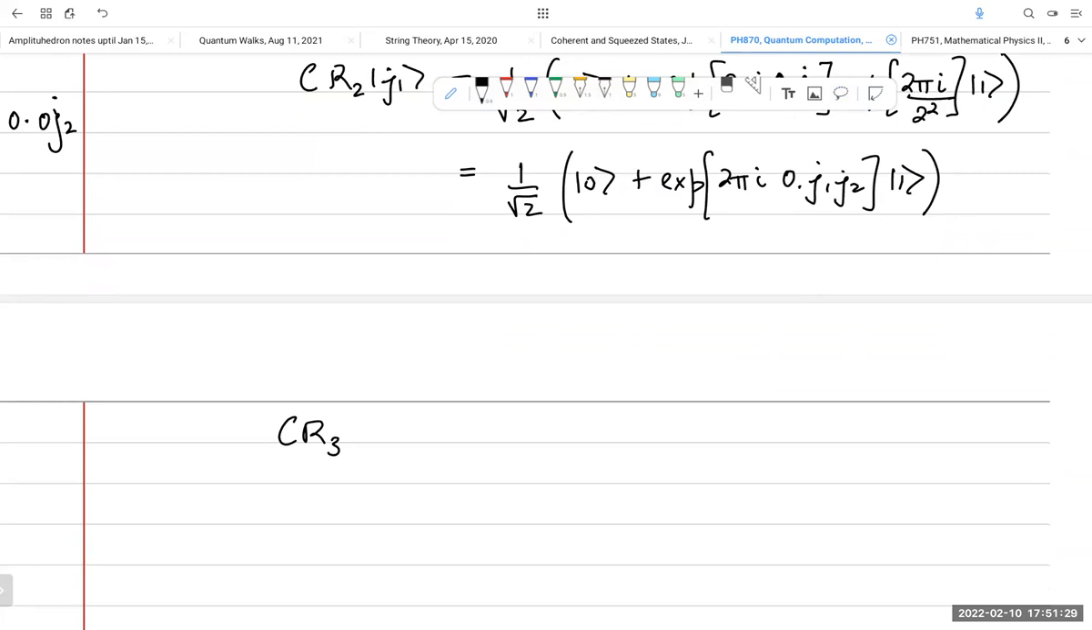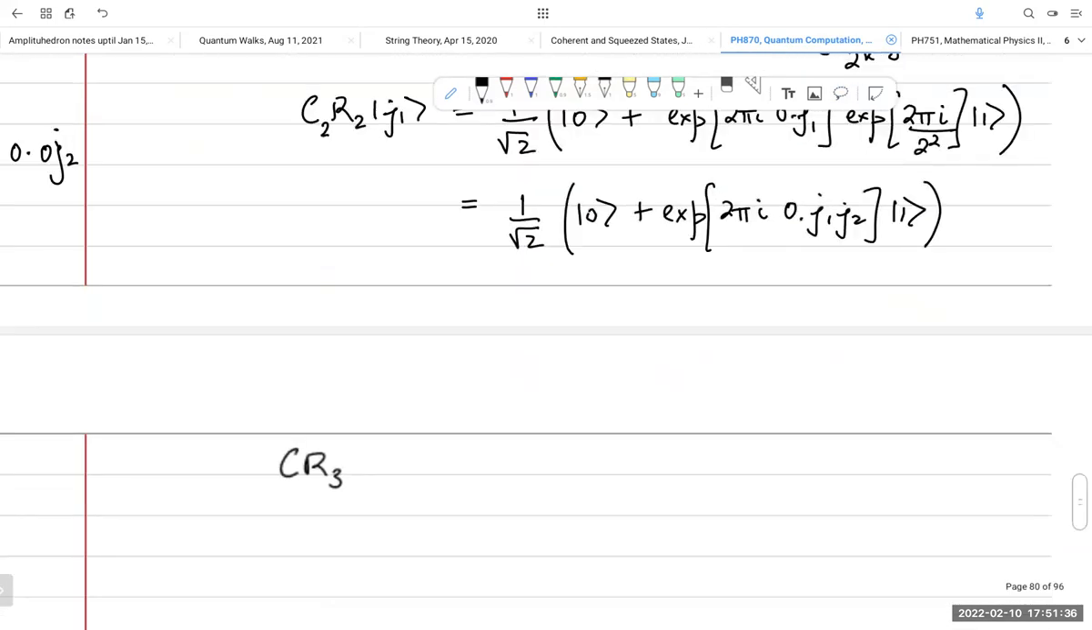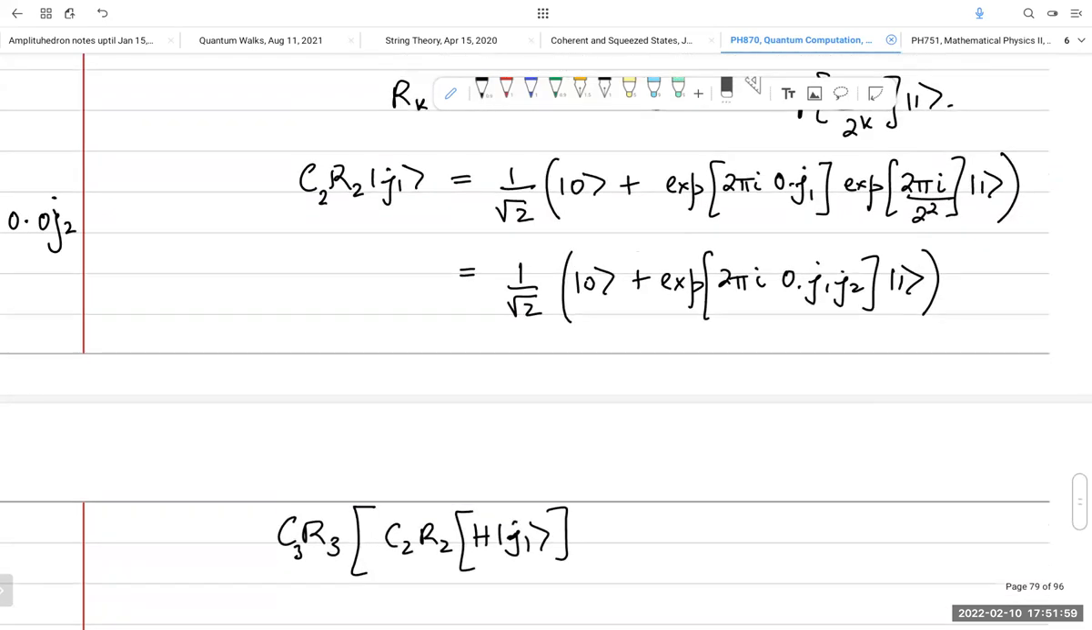Controlled rotation R3. This one is controlled by the second qubit. This is controlled by the third qubit, acting on the state that we get from this. So I act on Hadamard j1. But even the above one, it should be C2 R2, H, j1.